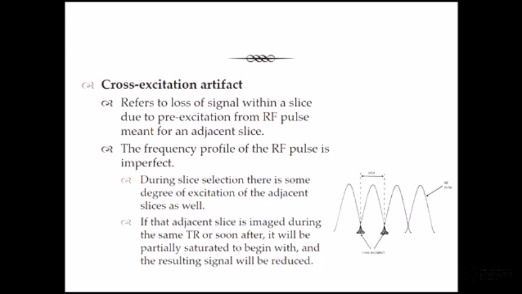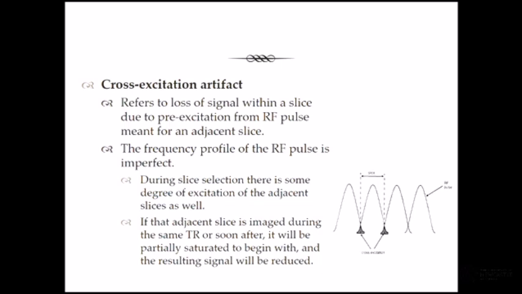Cross-excitation artefact refers to loss of signal within a slice due to pre-excitation from the RF pulse to the adjacent slice. What that is saying is that if you're doing contiguous slices, sometimes you can have some excitation which spills over into the other slice.